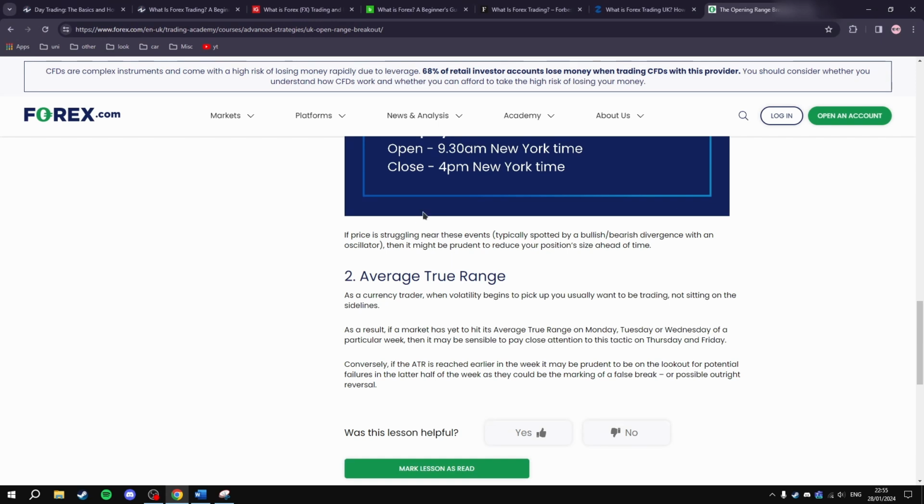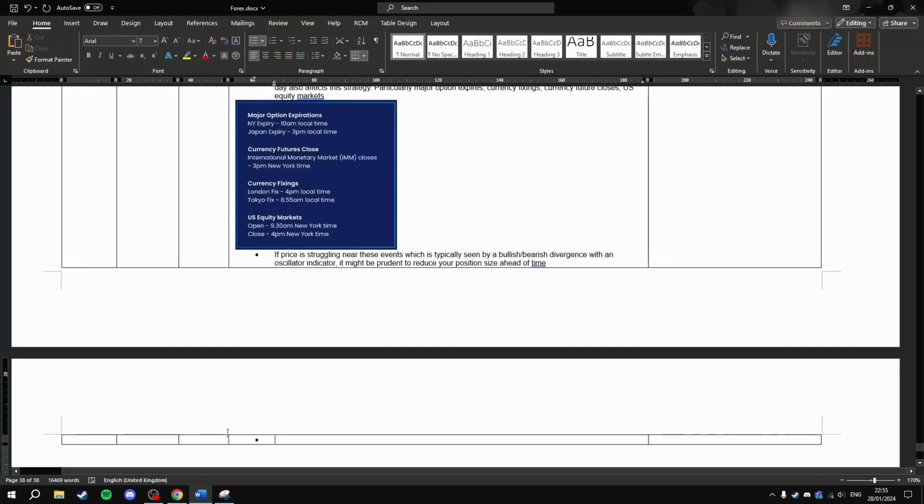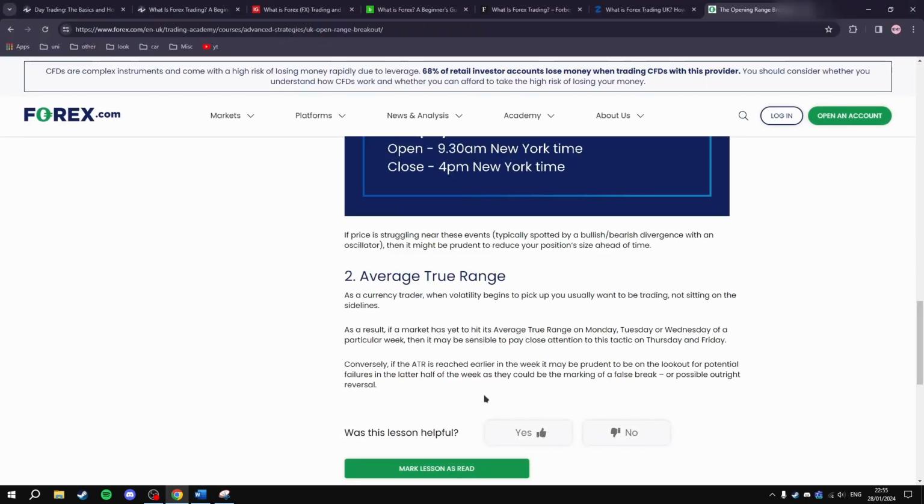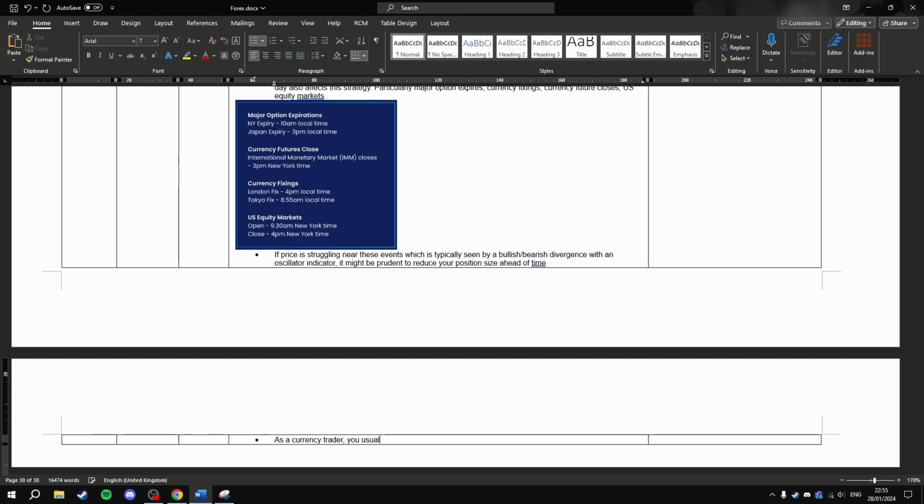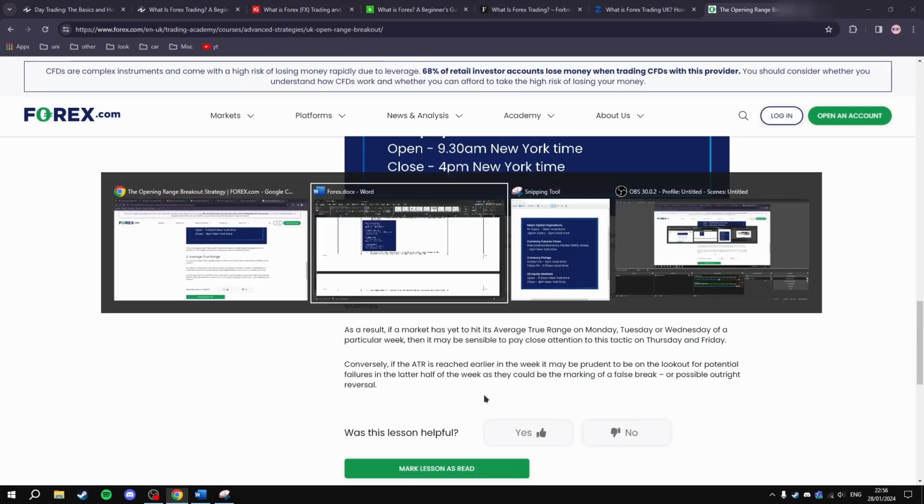Average true range. As a currency trader, when volatility begins to pick up, you usually want to be trading, not sitting on the sidelines.